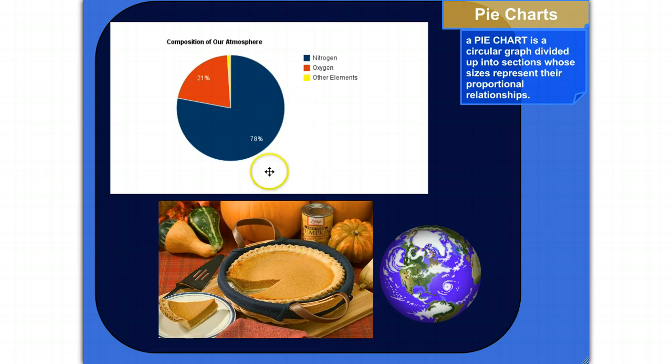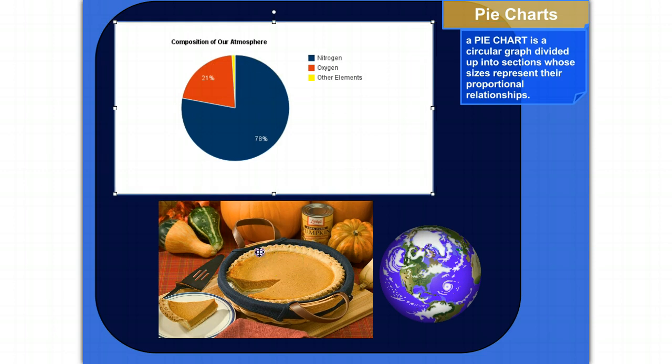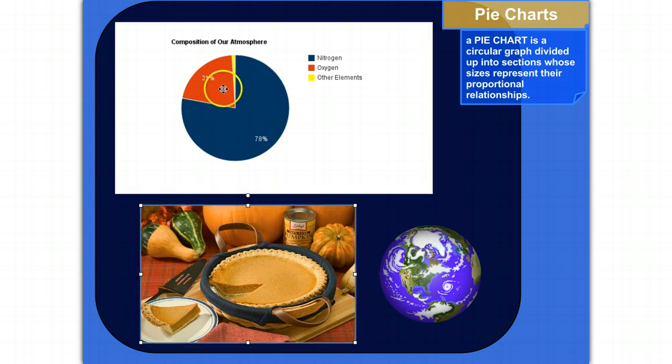So, okay, let me give you a mathematical example. This pumpkin pie looks great, but let's look at some math. So here's a nice little chart called the composition of our atmosphere, and it shows how much nitrogen is in the atmosphere, how much oxygen, and how much other.